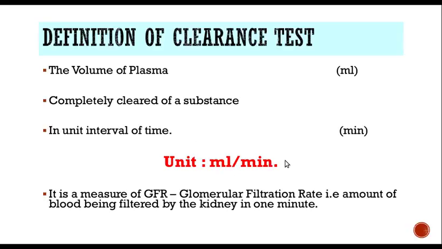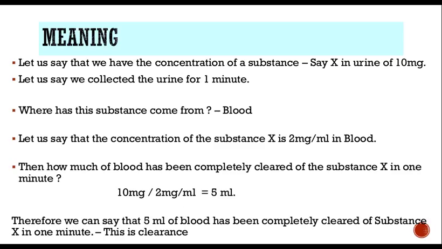Once again, the definition of clearance test is the volume of plasma completely cleared of a substance in a unit interval of time. It is a measure of the GFR or the glomerular filtration rate. That is the amount of blood that is being filtered by the glomerulus of the kidney in 1 minute. Now, what do I mean by that definition?